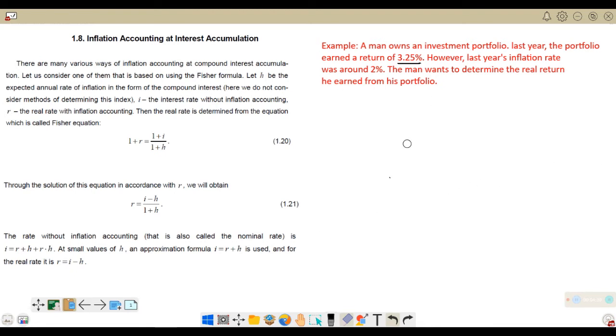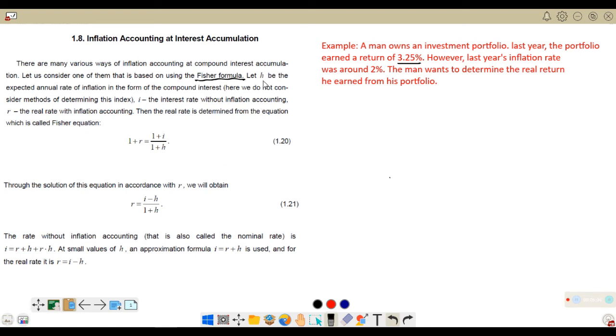So, this time, we are going to compute for the real return earned from certain investments. So, kung nag-accumulate yung interest doon sa account mo, sulit pa rin ba yung nakuha mong interest kung papasukan na natin siya ng rate of inflation? Okay. So there are many various ways of inflation accounting, but we are going to make use of the most common one, the Fischer formula.